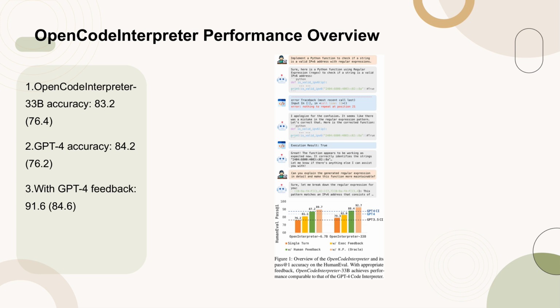Figure 1 provides an overview of the OpenCodeInterpreter system and its performance in terms of pass-at-1 accuracy on the HumanEval benchmark. The figure highlights that OpenCodeInterpreter 33B, with appropriate feedback, achieves an accuracy of 83.2 and 76.4, which is comparable to GPT-4's 84.2 and 76.2. Notably, when enhanced with synthesized human feedback from GPT-4, the accuracy of OpenCodeInterpreter 33B significantly increases to 91.6 and 84.6, demonstrating the effectiveness of integrating execution and human feedback for dynamic code refinement.